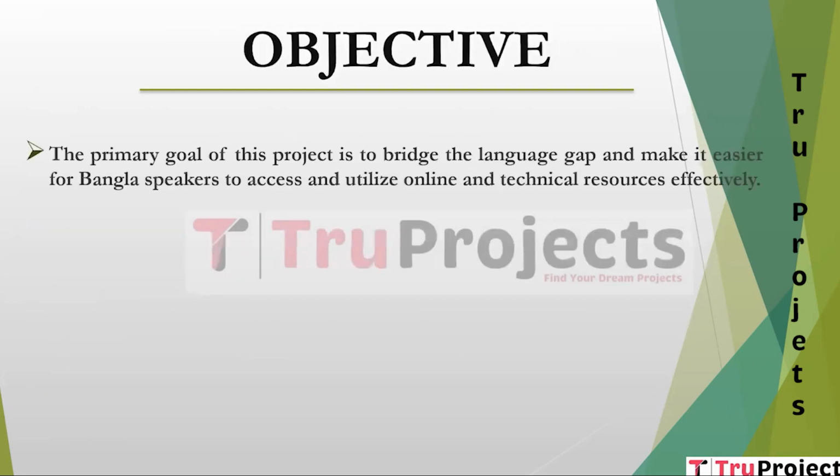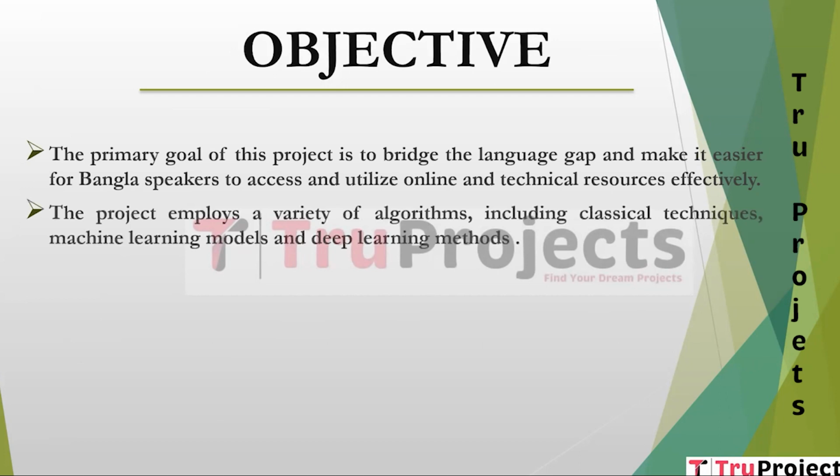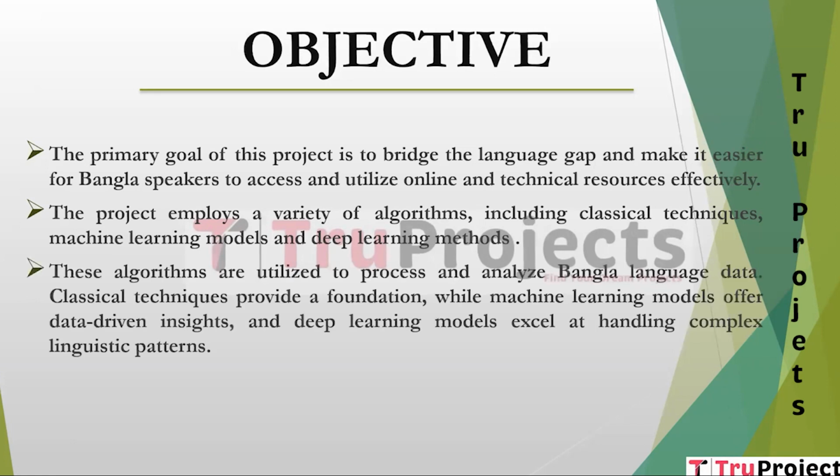Objective. The main objective of this project is to narrow the language barrier, facilitating improved access to online and technical resources for individuals who primarily speak Bangla. The project employs a variety of algorithms including classical techniques, machine learning models such as logistic regression, random forest, AdaBoost, etc., and deep learning methods like RNN with LSTM and CNN. These algorithms are strategically utilized to process and analyze Bangla language data.